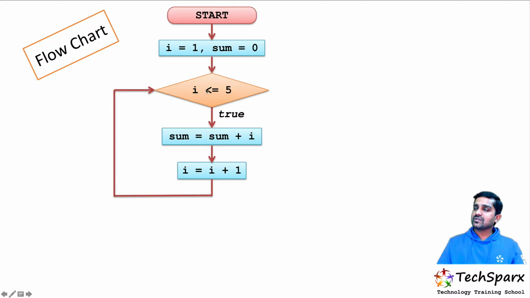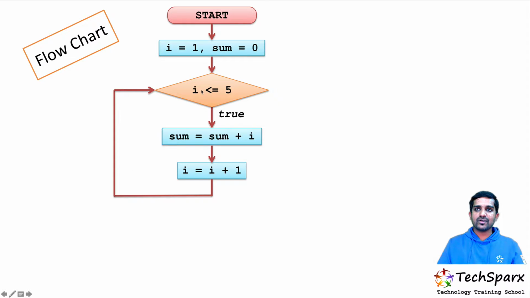4 is it less than equal to 5? Yes, get inside. So 4 is added to 6. 6 plus 4 gives you 10, and sum is 10. Now I equal to I plus 1, that is 4 plus 1 gives you 5. I becomes 5. 5 is less than equal to 5? Yes, get inside. Now my previous sum was 10. 10 plus 5 gives me 15. So sum value will be 15. Now I will become 6.